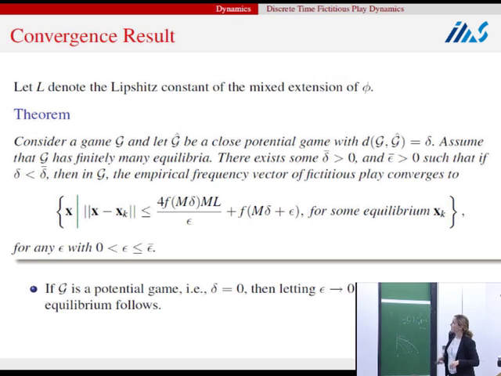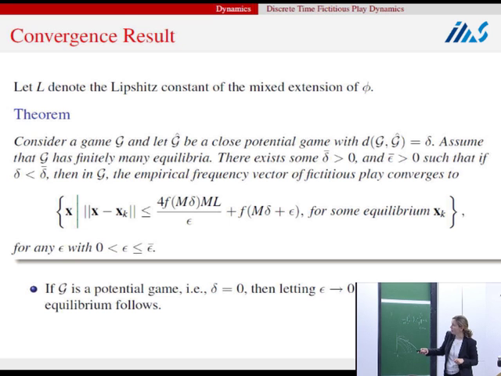Using this property, we establish our main result for near potential games. In particular, if G has finitely many equilibria, there exists some delta bar such that if delta is less than delta bar, if our game is close to a potential game, then the empirical frequency vector converges to a neighborhood of the equilibrium set, and the neighborhood size is given by this quantity here.